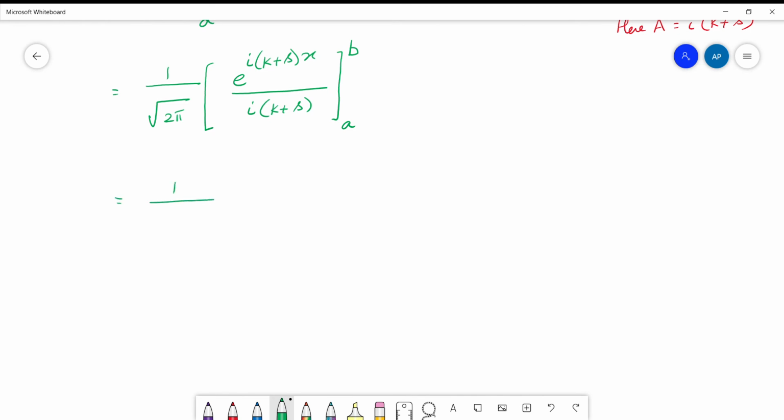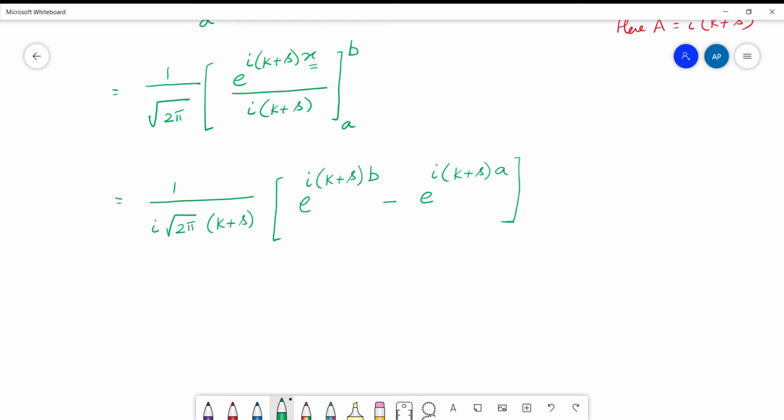Before I do that, I would like to take out the constant because we are not making any substitution in the constant in the denominator. It is only in place of this x that I am going to make a change, and therefore I have the upper limit, which is i into (k plus s) into b, minus, substitute x as a. So it's e power i into (k plus s) into a.